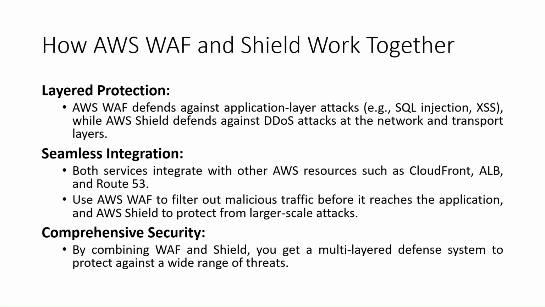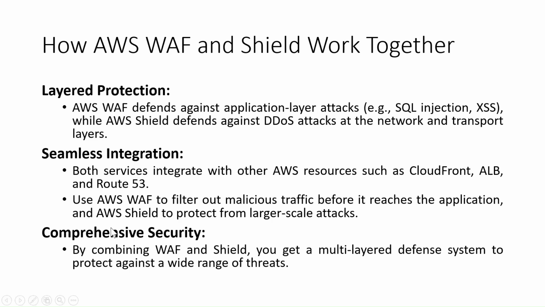Both AWS WAF and AWS Shield easily work with other AWS services like CloudFront for content delivery, Application Load Balancer, and Route 53. You can use AWS WAF to block malicious web traffic before it reaches your application. Then, if there is a large DDoS attack targeting your network, AWS Shield will protect you from that, and they work hand in hand to keep your system safe.